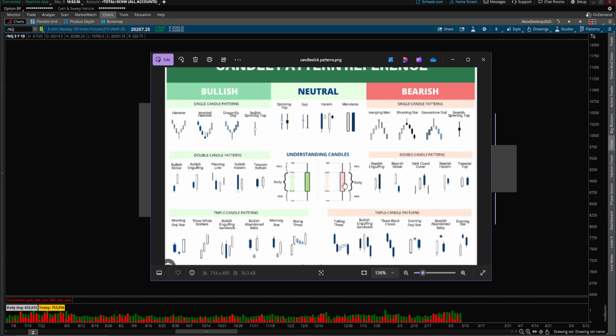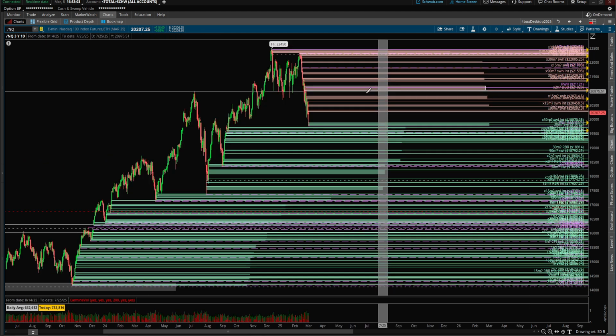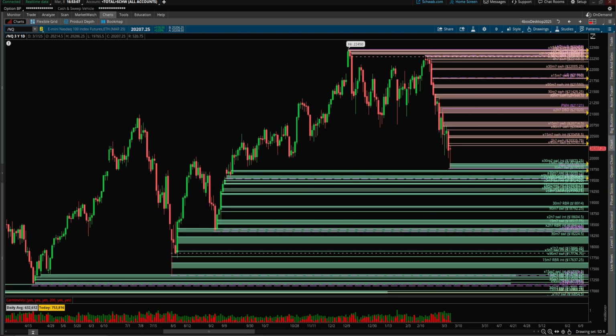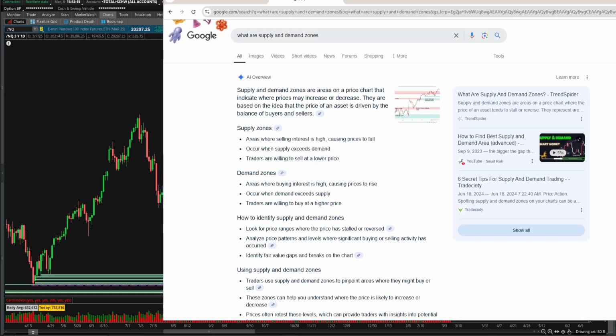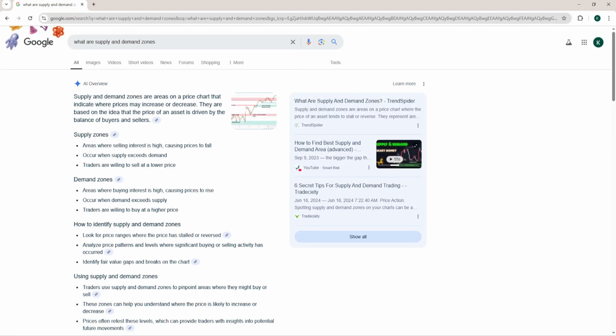But what I do trade is supply and demand. Our trading strategy involves supply and demand zones. These are areas of interest where I look to sell or buy whatever I am trading. If you look up on Google, supply zones are areas where selling interest is high, traders are willing to sell at a lower price, which causes prices to fall. And demand zones are areas where buying interest is high, traders are willing to buy at a higher price, which causes prices to rise.